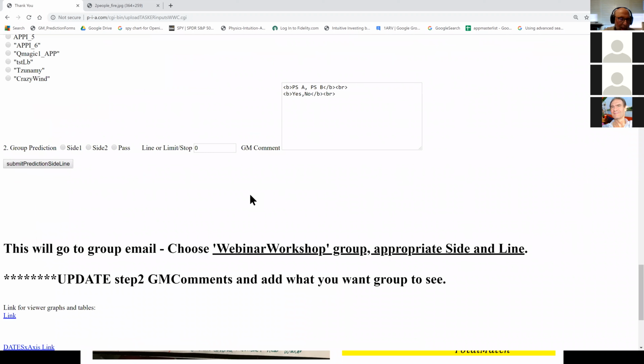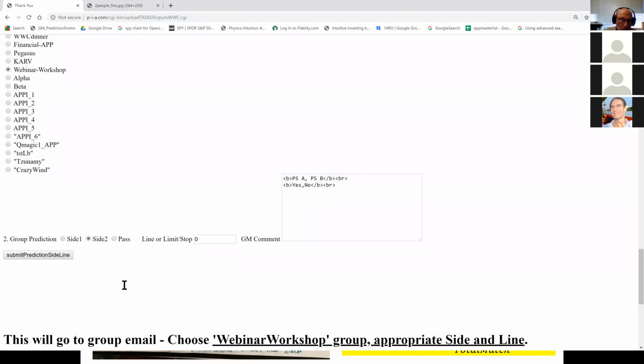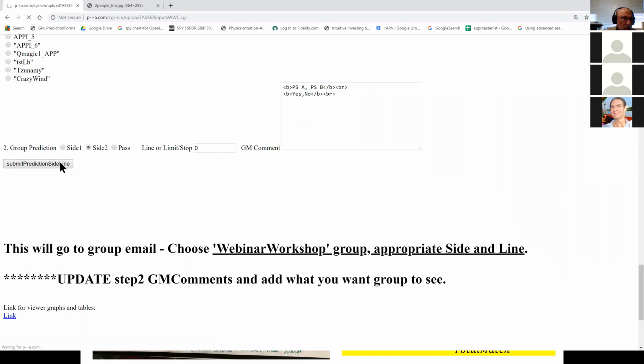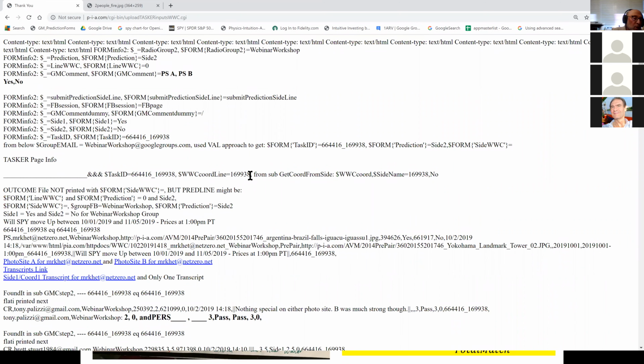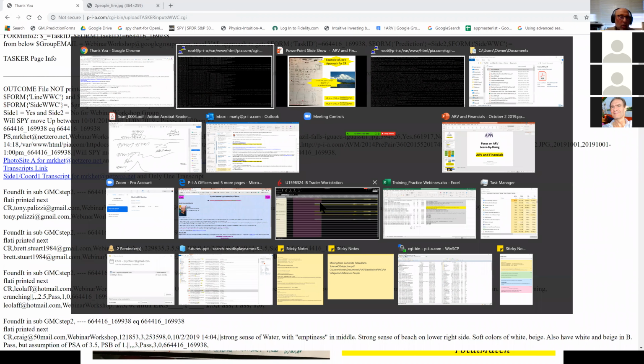So the way I do that is first I have to make sure webinar, workshop. Remember, this is a group manager doing this. And notice here, it reminds me, side 1, side 2, photo side A, photo side B. Photo side B is side 2. And I will submit a prediction. So there it is. So those of you who are in this already will get an email. In fact, I'll get an email. Let me show you my email, just so you see what happens.